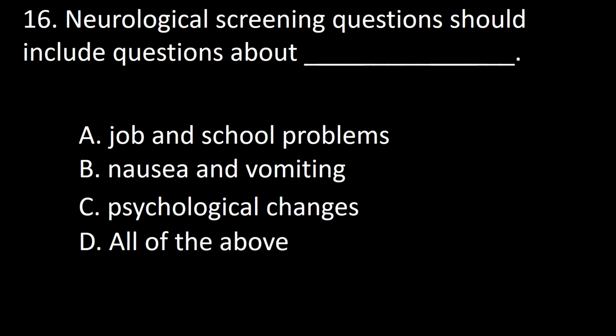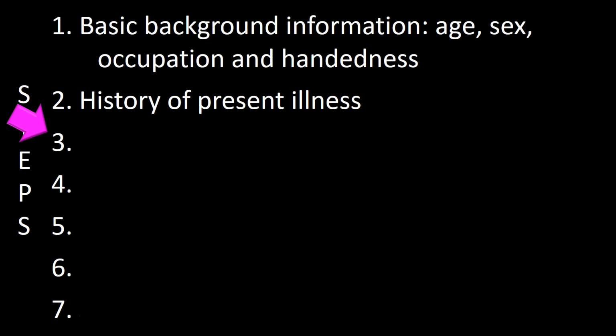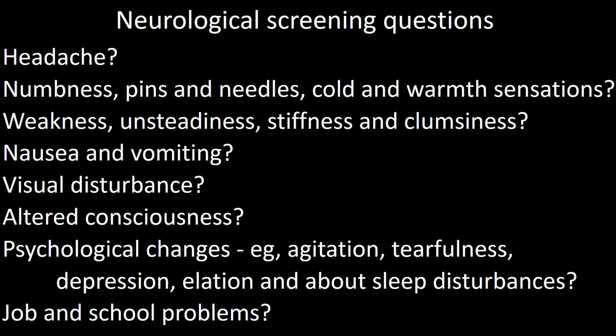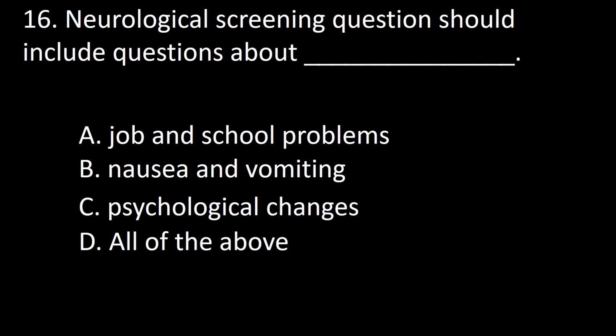Next question. Neurological screening questions should include questions about A. Job and school problems, B. Nausea and vomiting, C. Psychological changes, D. All of the above. The third step in order to obtain a good neurological history suggested in the book Neurological Examination Made Easy is to ask about frequent neurological symptoms. Here I have listed some of the suggested questions. You may stop the video and read them. So the answer to this question is D.